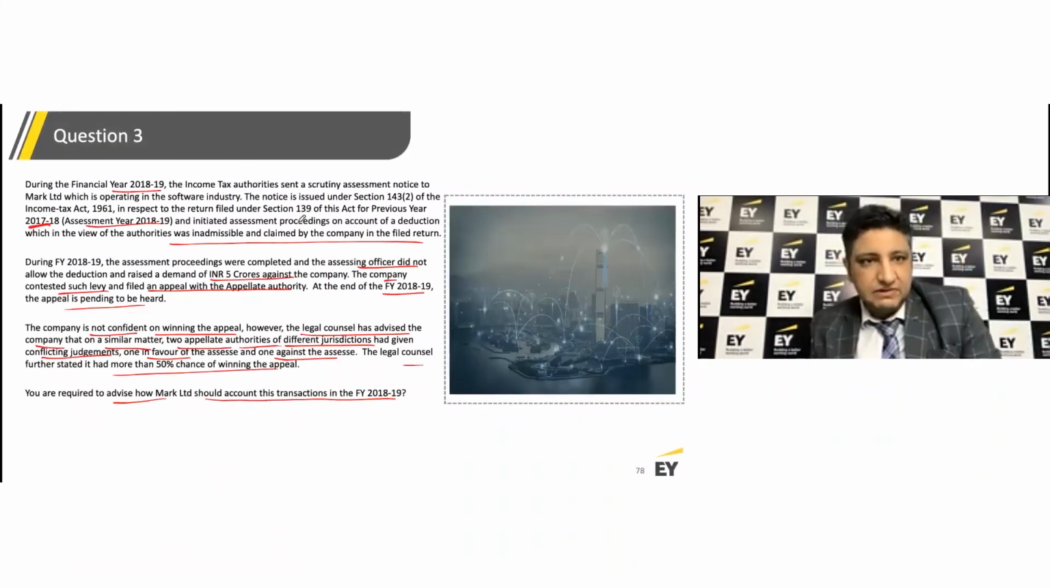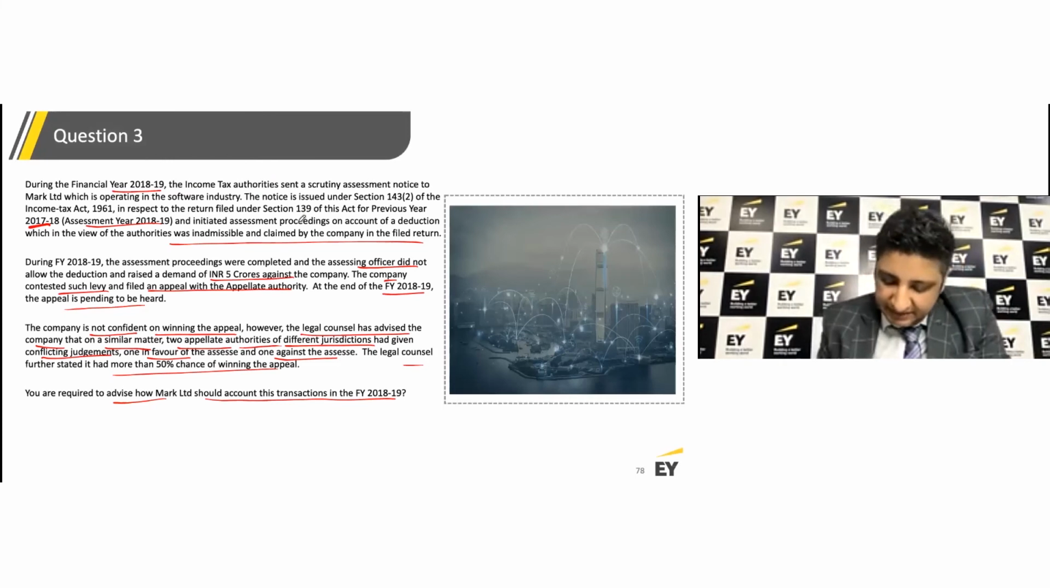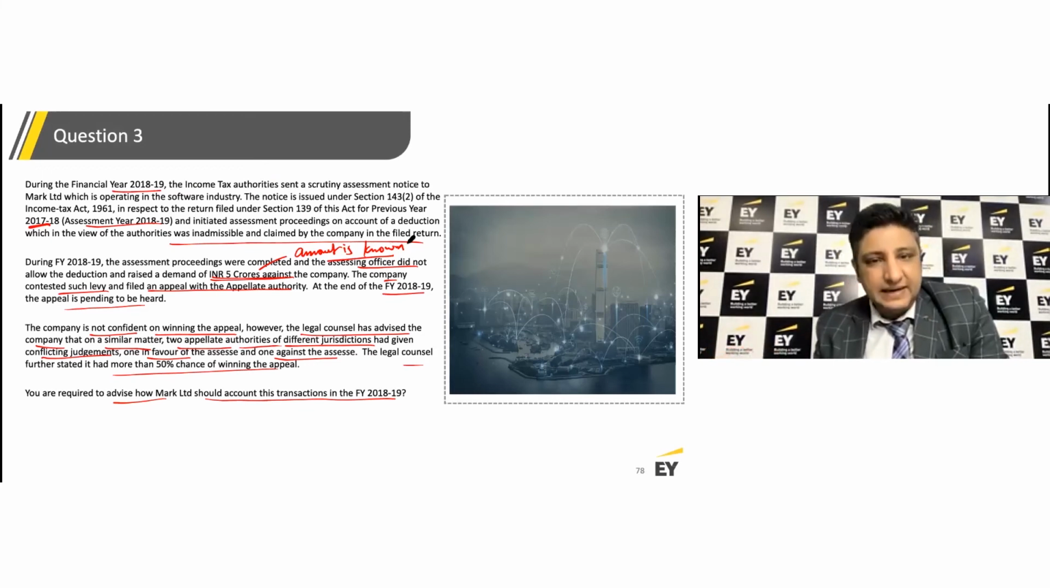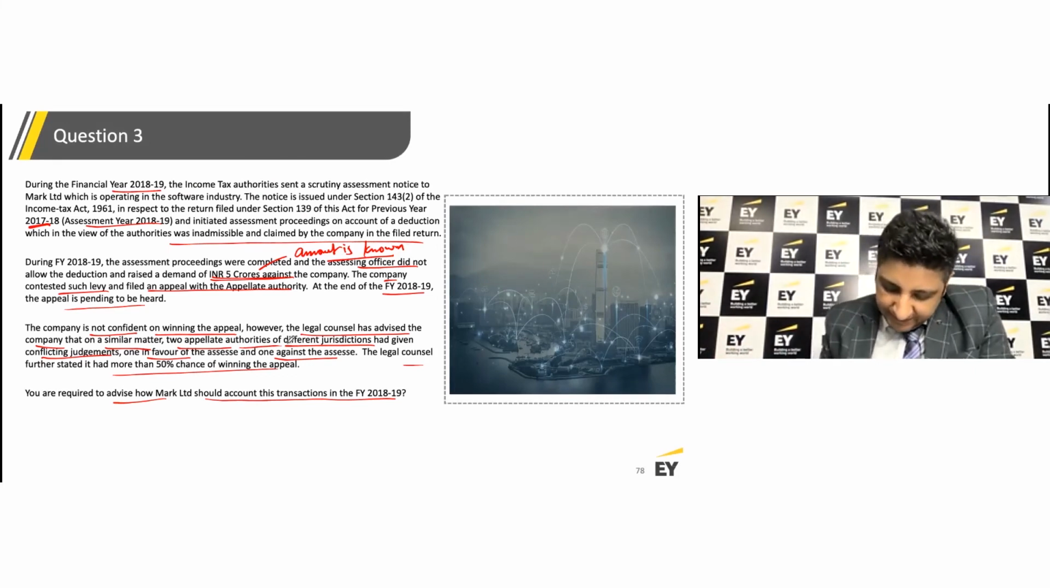let's have a look at the scenario once again. What you need to observe is that there is a demand of 5 crores. So in a way, the amount is known, right? So the reasonable certainty part, or the measurement criteria of that provision can be identified. Similarly, it says that there is a present obligation in the sense that there is a notice which has already been served, and the demand has been, of course, claimed by the tax authorities.